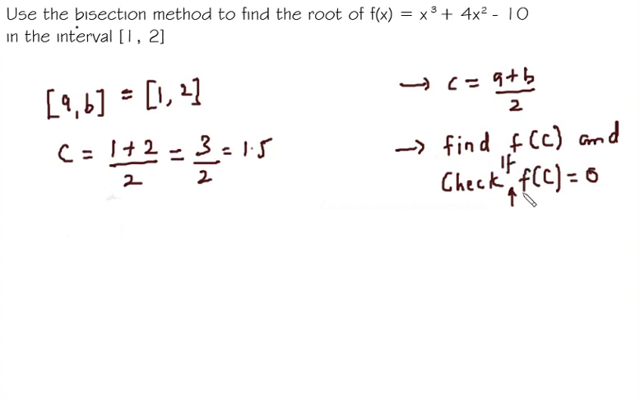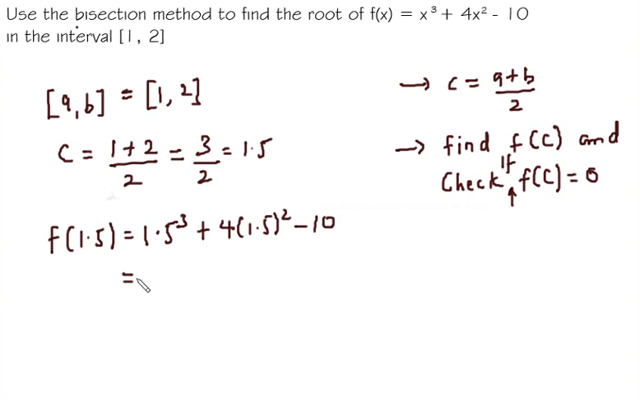Now the next step is to find f of c and check if f of c is equal to 0. So let's find f of c next. We know our f of x to be this function. So our f of c would be f of 1.5, which is equal to plugging 1.5 into this. So our f of c is equal to 2.375. Now, the second point is to check if f of c is equal to 0. So we say that f of c is not equal to 0.